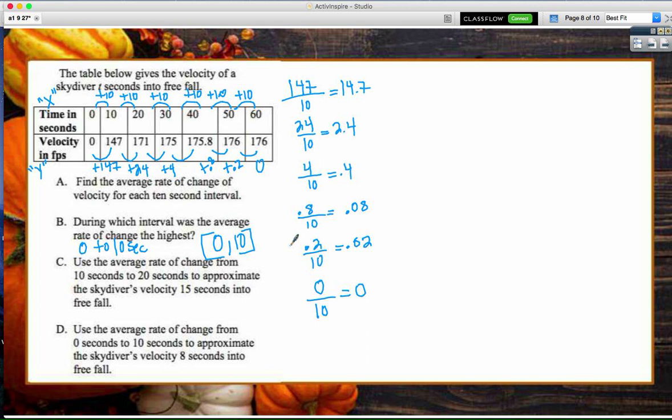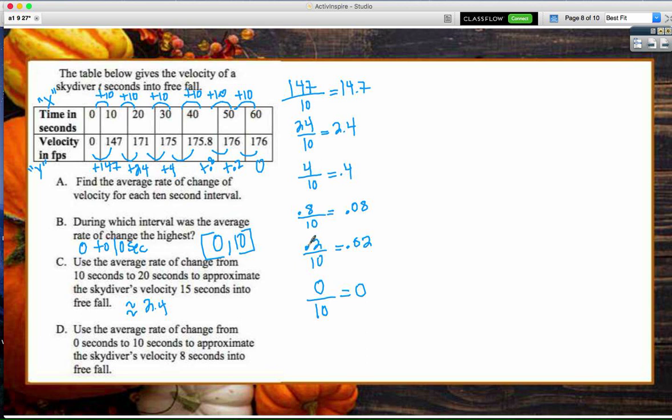Part C: use the average rate of change from 10 to 20 seconds to approximate the skydiver's velocity 15 seconds into it. Well, luckily we did all this work already. What was the average rate of change between 10 and 20 seconds? 24 over 10, so it was approximately 2.4. So clearly, it's not exactly 2.4 because they're saying at 15 seconds, but they asked us to use what we found between 10 and 20 seconds to approximate.